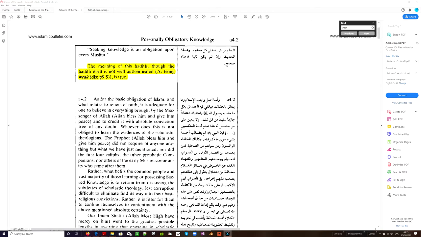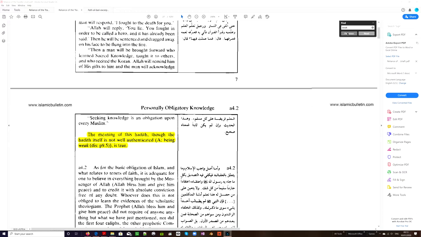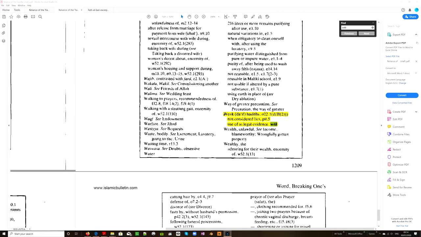This is the scanned version of the original, and we can see this line here. "The meaning of this hadith, though the hadith itself is not well authenticated, is true." Right? It is known as being a weak hadith, and you can see the original Arabic in the column on the right here. But let us go on and show you some more. Now we have a quick look in the index, and this says: weak, da'if, hadiths defined in section O22, not considered lies. This is section P9.5, and use of as legal evidence is covered in section W48. So weak hadith are specifically defined in the Sharia.